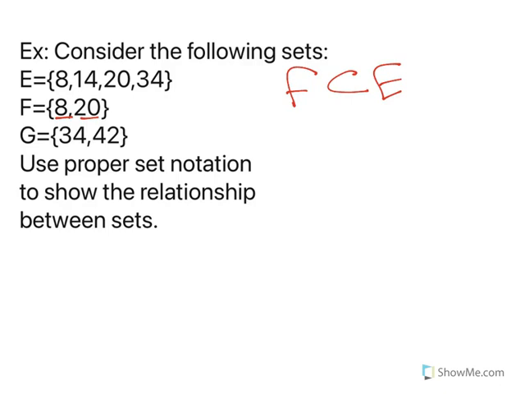Now, when I look at set G, I have 34 and 42 as my 2 elements. Now, 42 is not an element anywhere else. So because the elements in G do not exist in anything else, G is not a subset of anything. And because none of the other sets' elements all fall in G, that is just a set that is just here for looks. And the only thing we can say is that F is a proper subset of E.